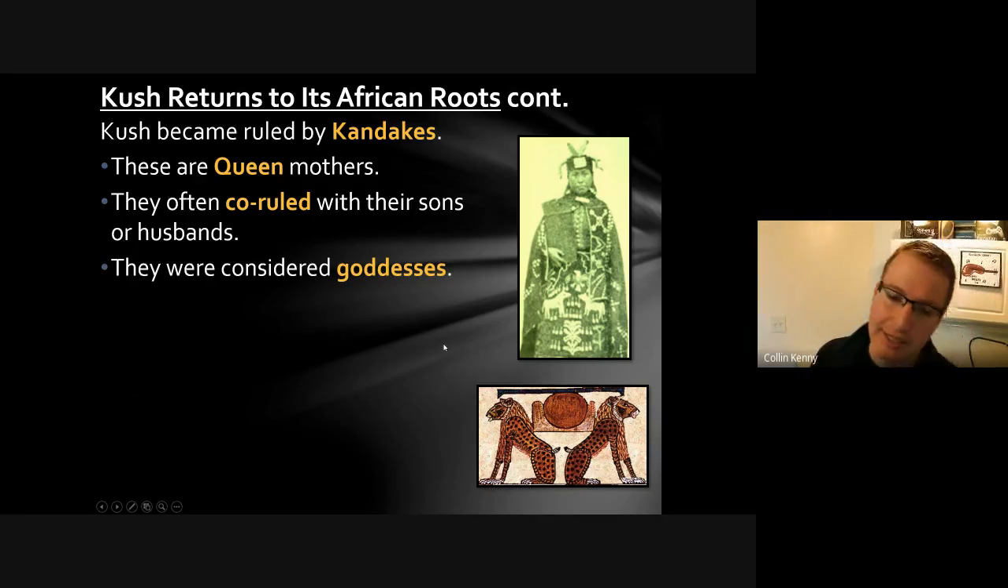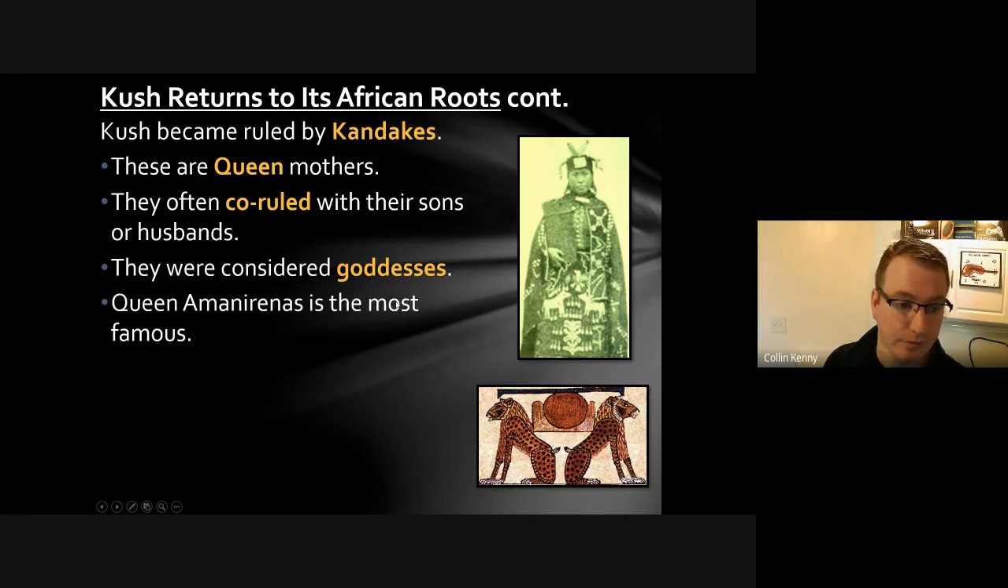Like Egypt, their queens were deified, just like how they deified the pharaohs, meaning they were considered gods and goddesses. Notice, though, that the Kandakes are considered goddesses, but the sons or husbands that ruled with them were not considered gods. And like I mentioned, Amanirenas is going to be the most famous of the Kandakes. And she's actually going to go to war with the Roman Empire.